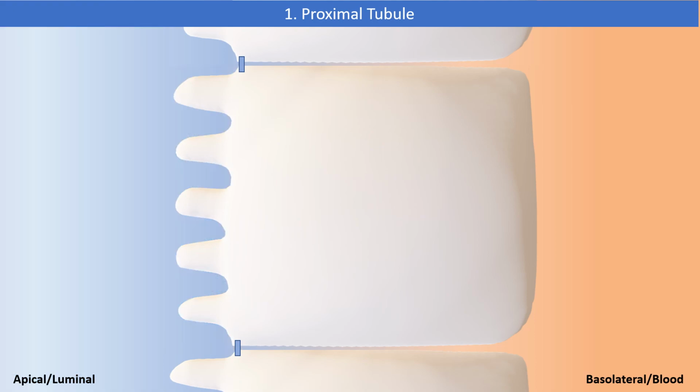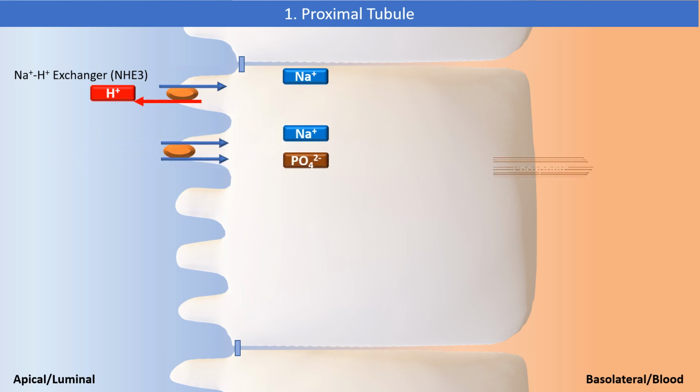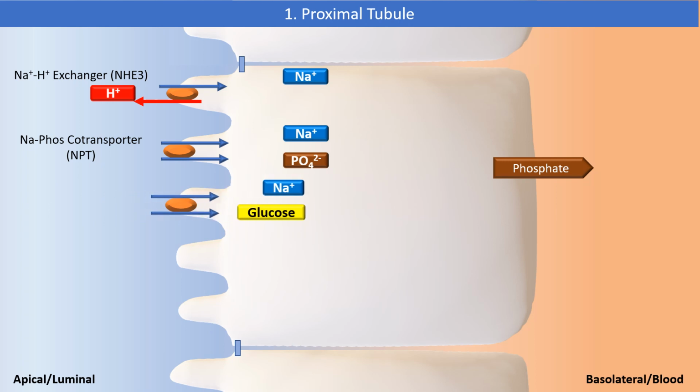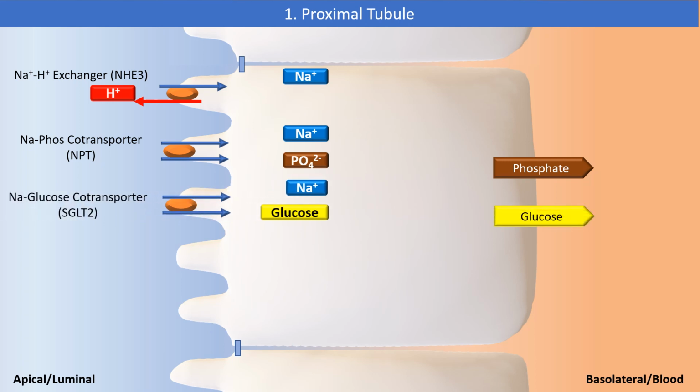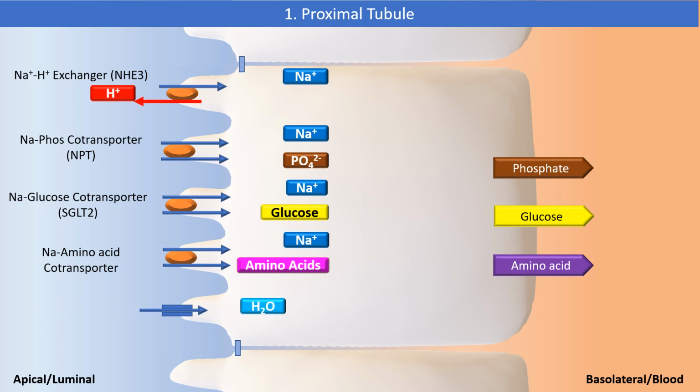Now we will show you some of the basic transporters in proximal tubules. The sodium hydrogen exchanger, also known as NHE3, the sodium phosphate cotransporter or NPT, the sodium glucose cotransporter, also known as SGLT2, the sodium amino acid cotransporter, and a water channel called aquaporin.